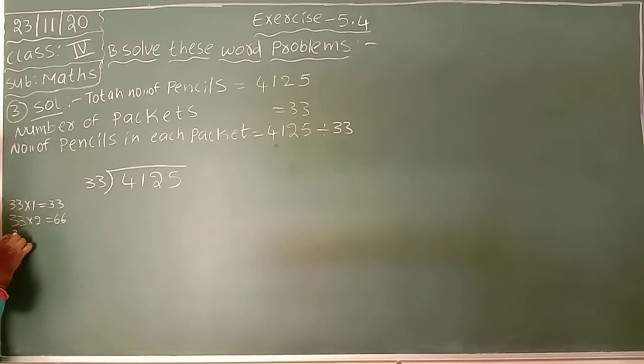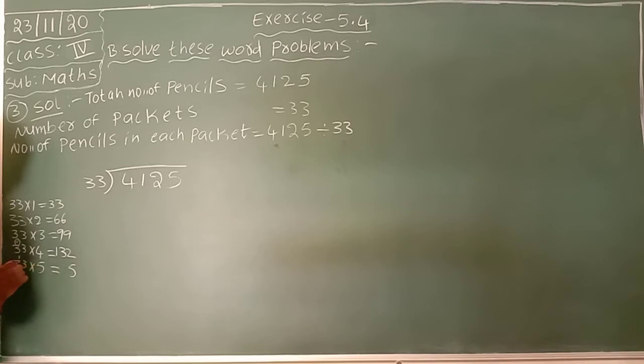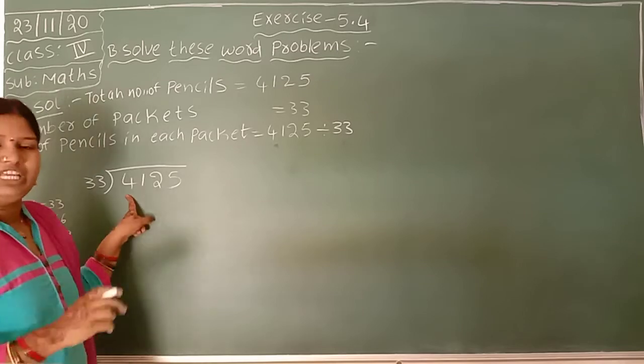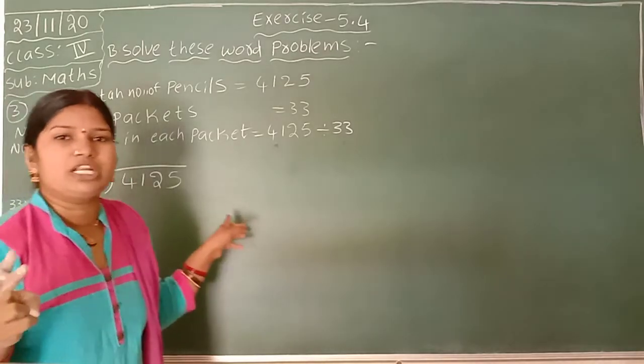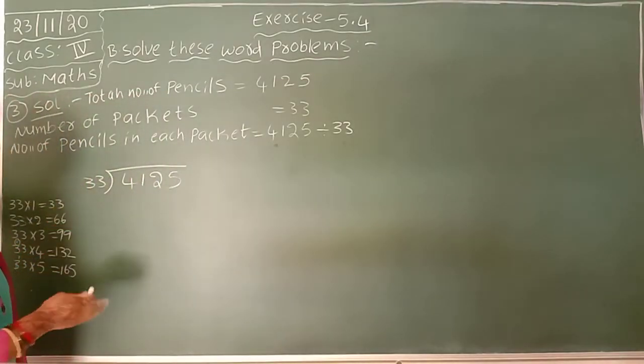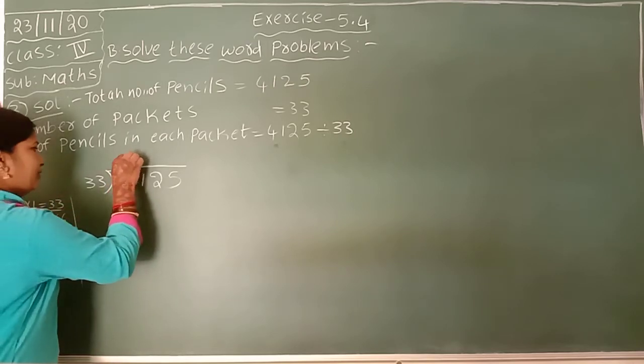33 ones are 33, 33 twos are 66, 33 threes, 3 threes 9, 3 threes 9. 33 fours, 3 fours 12, 3 fours 12 plus 1, 13. Next, 33 fives, 5 threes 15, 5 threes 15 plus 1, 16. Here what is the first number, children? If they give a 2-digit divisor, from the question also you have to take 2 numbers directly. 41 is there. But in the 33 table we won't get 41. So you have to take 33 ones are 33.